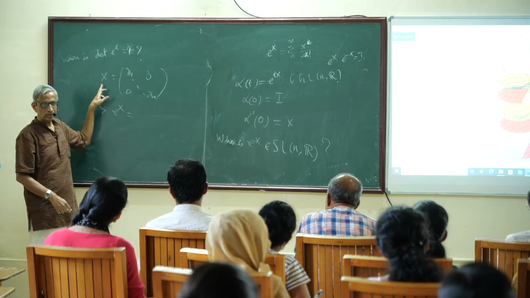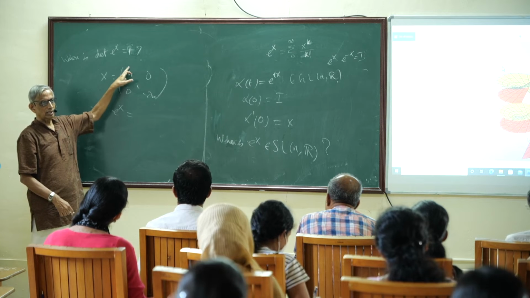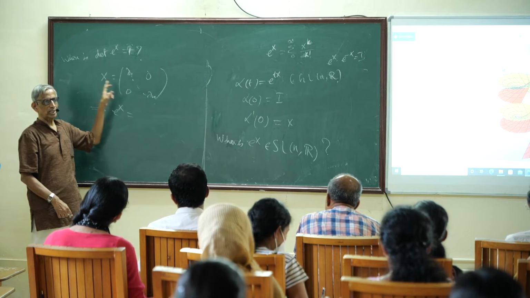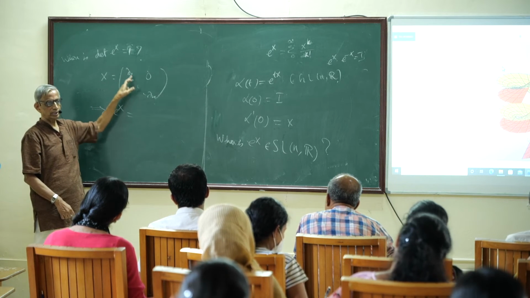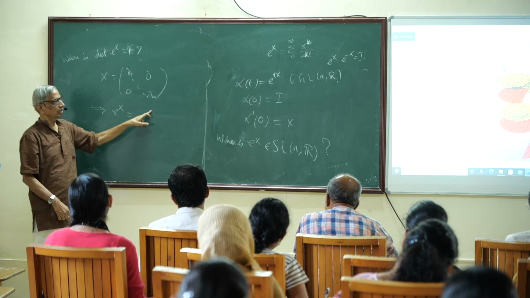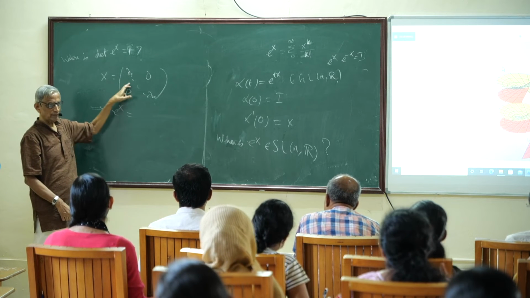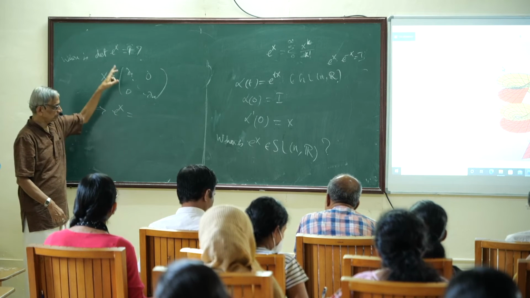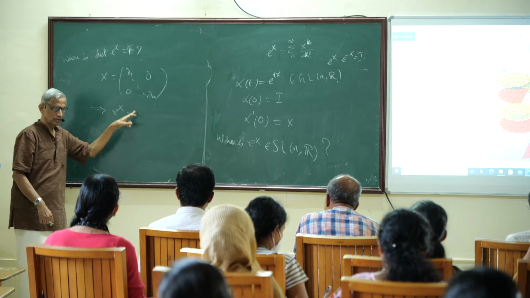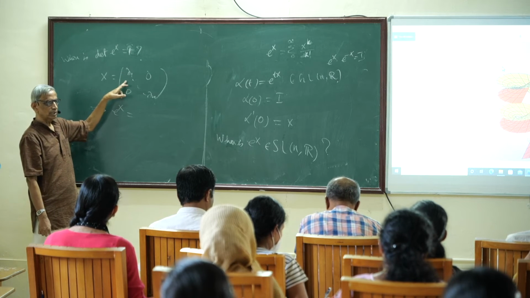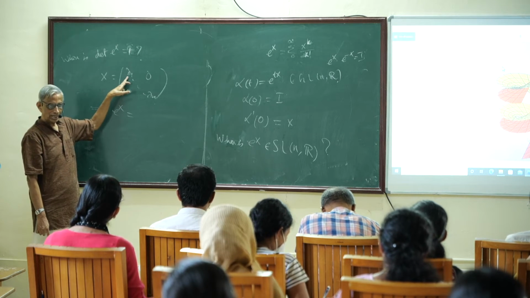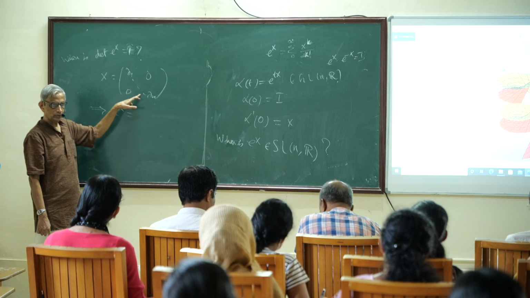What will be the powers? What is x squared? Lambda 1 squared, lambda n squared. So x to the power k will be lambda 1 to the k, lambda n to the power k. So everywhere you will get powers of the diagonals only. So you get a diagonal matrix again. So the diagonal elements will be e to the lambda 1, e to the lambda 2.